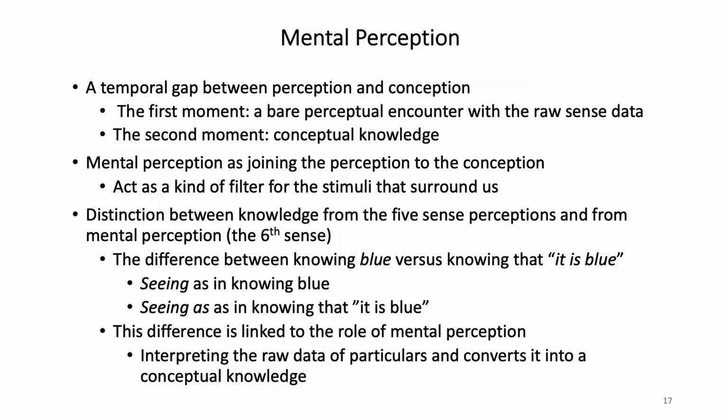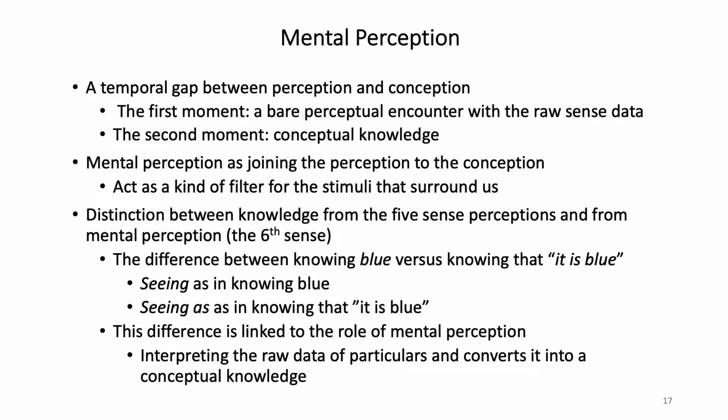In other words, whenever your sense organ hits the stimulus, the first moment is perception. But from perception, you cannot know what you see. Then the following moment is conception. So after the first moment, you can know what you see. Then what is the bridging role between perception and conception?